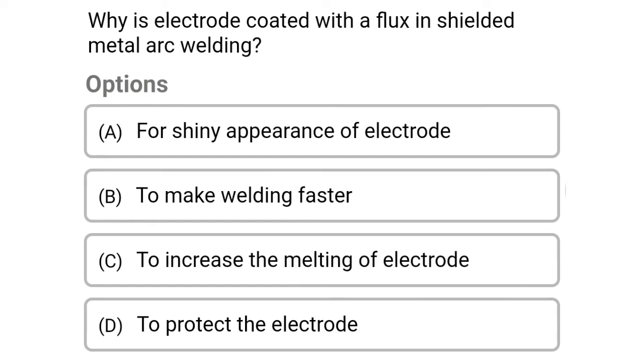Next question, why is electrode coated with flux in shielded metal arc welding? Option A for shiny appearance of electrode, option B to make weld faster, option C to increase the melting of the electrode, option D to protect the electrode. So the correct answer is option D to protect the electrode.